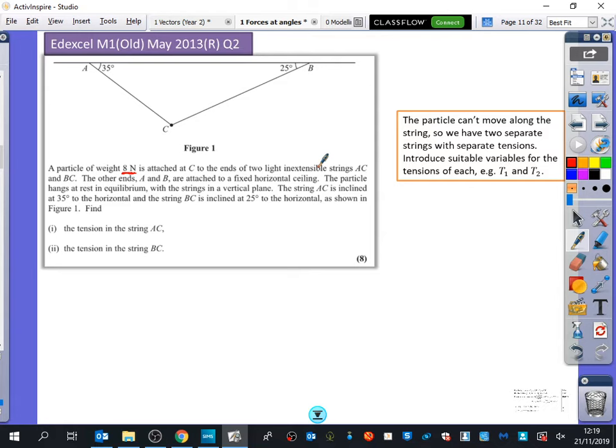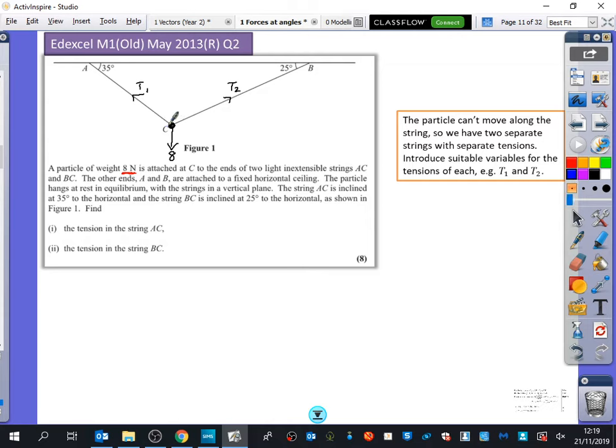So we're going to draw this diagram. We could either draw on top of this one. Why don't we draw on top of this one? So we've got this particle here, and it's got a weight of 8. Not 8g. It doesn't say a mass of 8. It says a weight of 8. If it said mass, you would have to change it to 8g. And then we've got the tensions. I'm going to call this tension here tension 1, and I'm going to call this tension here tension 2.